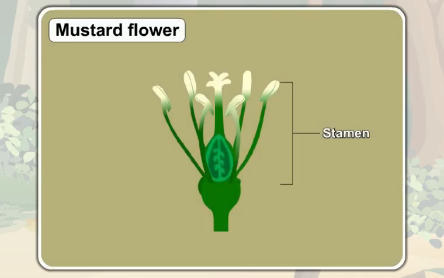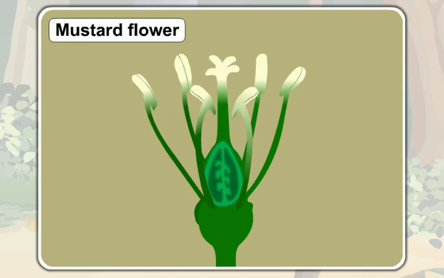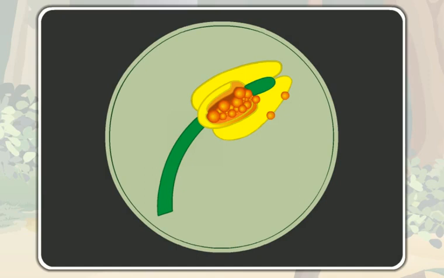Now let us observe the stamens carefully. This part of the stamen looks like a sac. It is the anther. The anther of the stamen produces tiny particles. These particles are like powder. The tiny powdery particles that an anther produces are known as pollen grains.